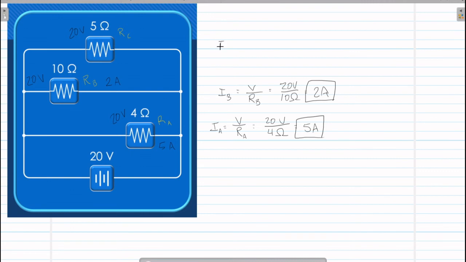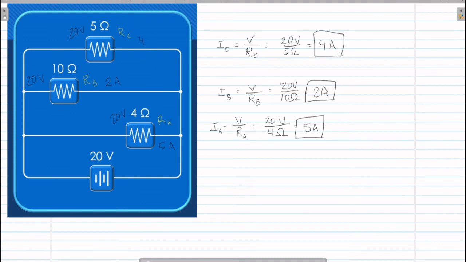And finally, let's find the current across branch C. Take the voltage divided by resistance C. The voltage is 20 volts, and the resistance on branch C is 5 ohms. 20 divided by 5 is 4 amperes.